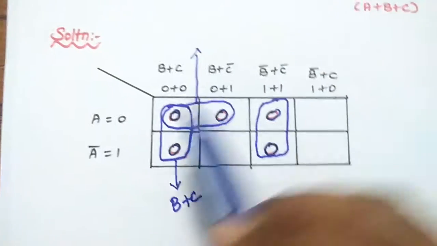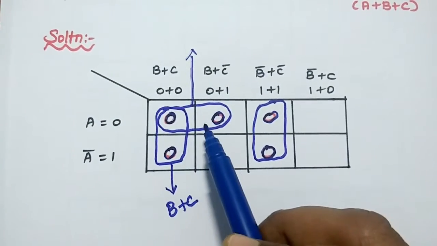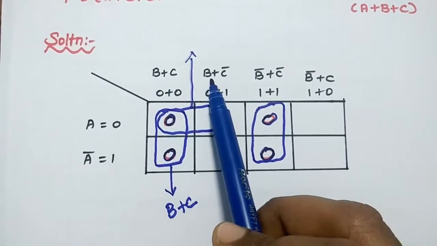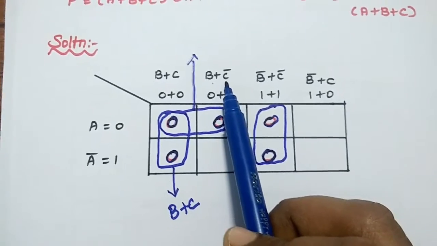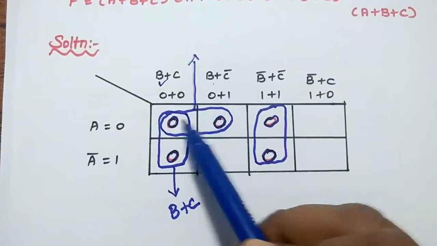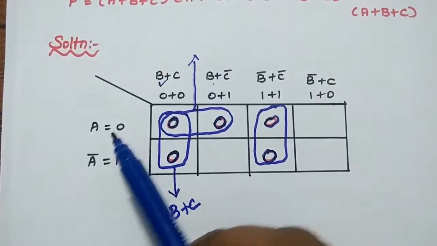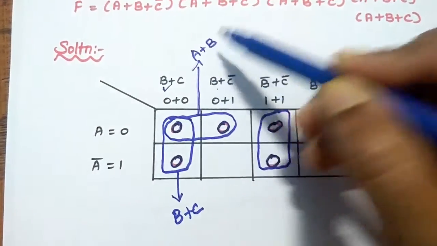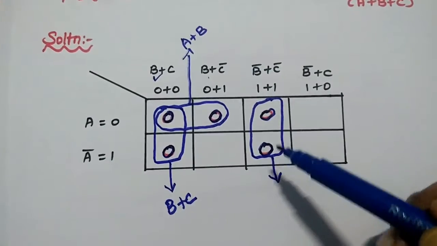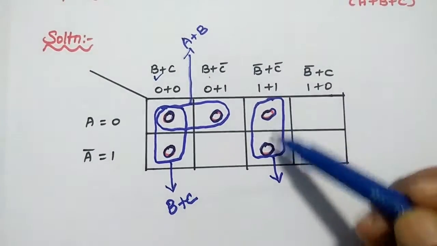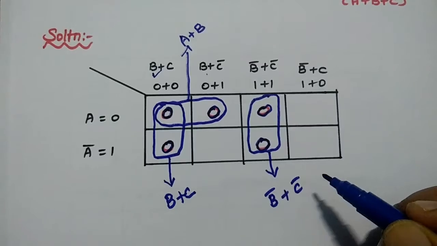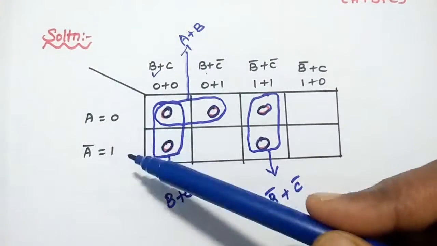So next consider this group. Take this group. For these 2 zeros, what is the common value? So we can consider this to 1. So here it is B. Here it is B. Here it is C. Here it is C bar. So we can take only B here. B is common for these 2 zeros. And also A. A is also common. So we can take A plus B. Okay. So next consider this group. For this group, the common term is what? For these 2 zeros, the common term is B bar plus C bar. Here these 2 variables are different, so we can ignore it.